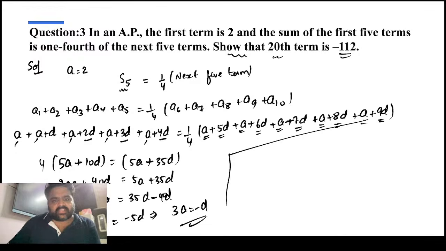Now in this question it is given that the first term is 2, so the value of A is equal to 2. Now put the value of A equal to 2 over here: minus D. So D is equal to minus 6.